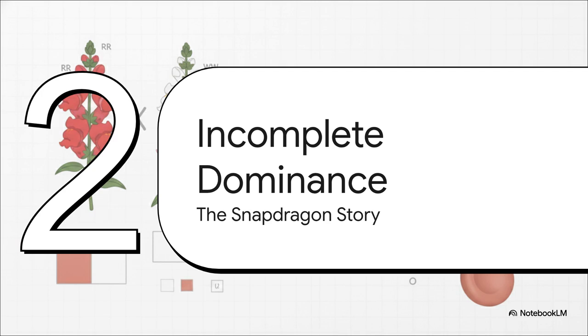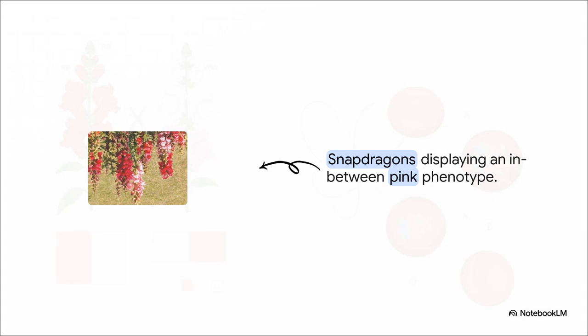Incomplete dominance in snapdragons. So, while Mendel's work with pea plants laid this absolutely incredible foundation for genetics, scientists pretty quickly realized that nature actually loves to break its own rules. Let me introduce you to our first genetic rule breaker, the dog flower, commonly known as the snapdragon.